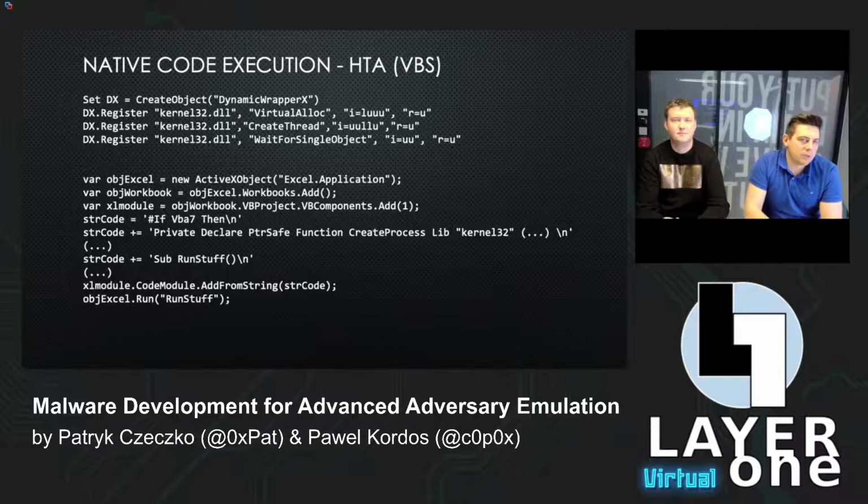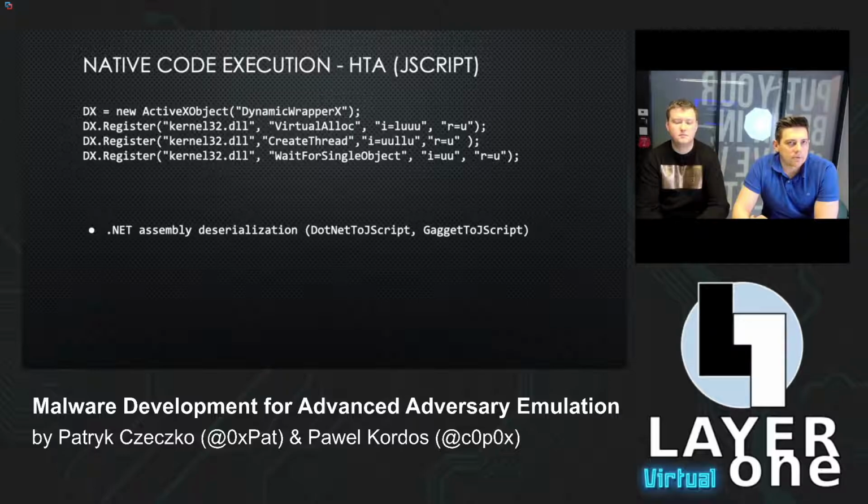For HTML applications, it works in a similar way. We can use some COM objects to register external functions from DLLs, for example those Windows API functions. And there's another tricky way you can see below, which is to instantiate an Excel object and then execute a VBA macro with it.